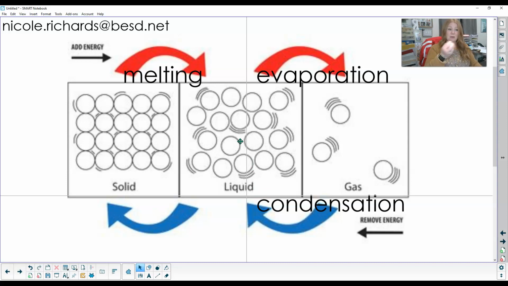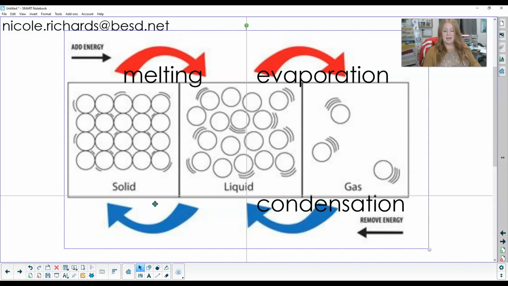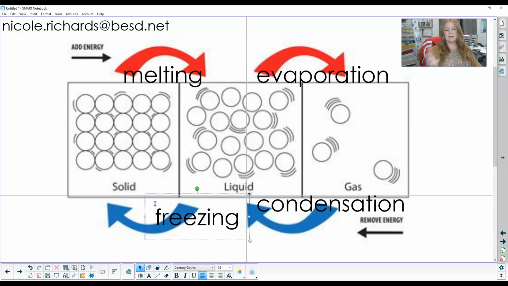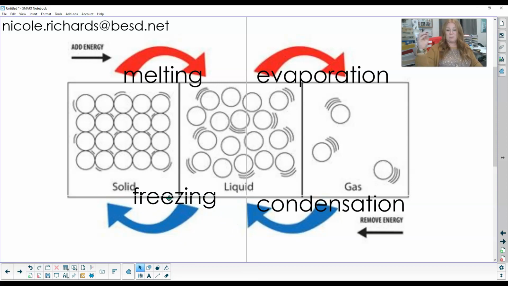So now we take that liquid, that water, and we make it even colder. We take away even more heat. That is called freezing, right? We take that water, that liquid, we put it in the freezer, we remove even more heat, and there we have an ice cube. So every time, is the heat being added or is heat being taken away?